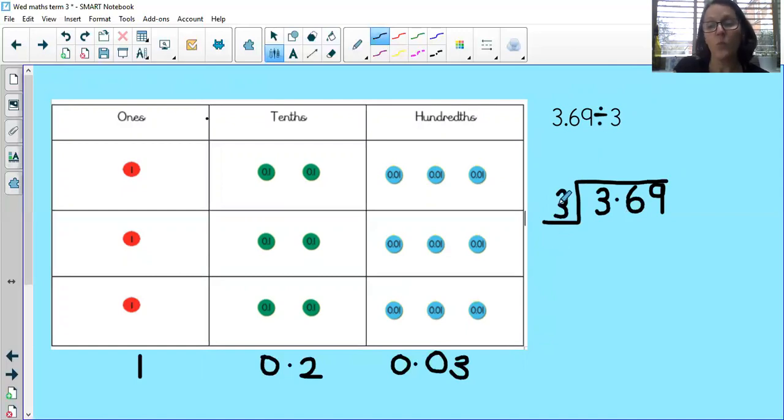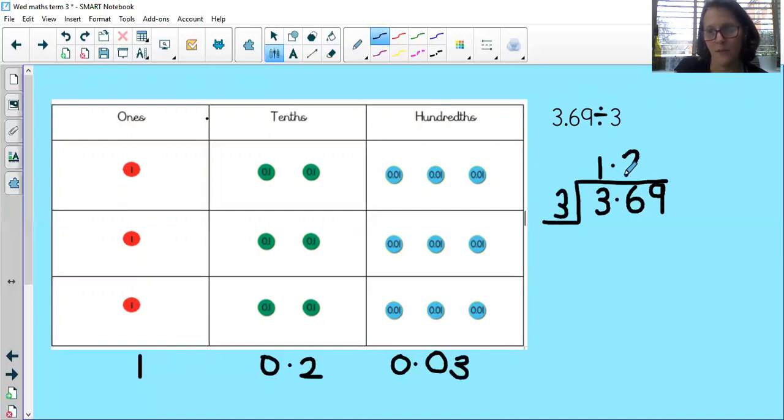So we're going to start, remember we started with the ones when we did it with the counters, we're going to do that here. 3 divided by 3 is 1. Now, the only thing you need to do, which is different, is remember to put that decimal in. It goes just above the decimal in the question bit. 0.6 divided by 3. How many times does 3 go into that number there?